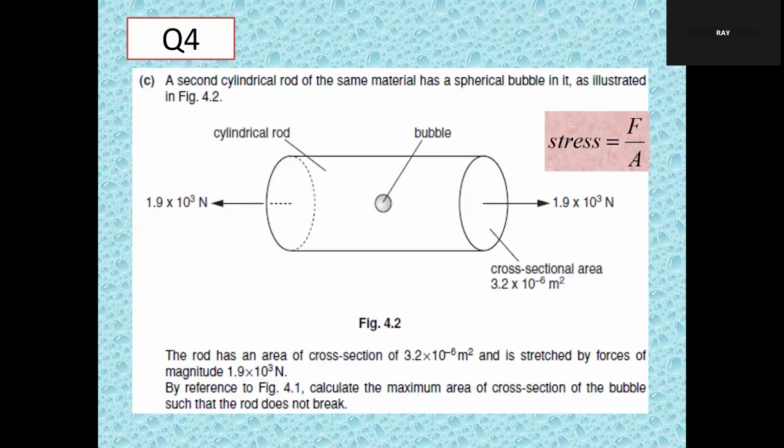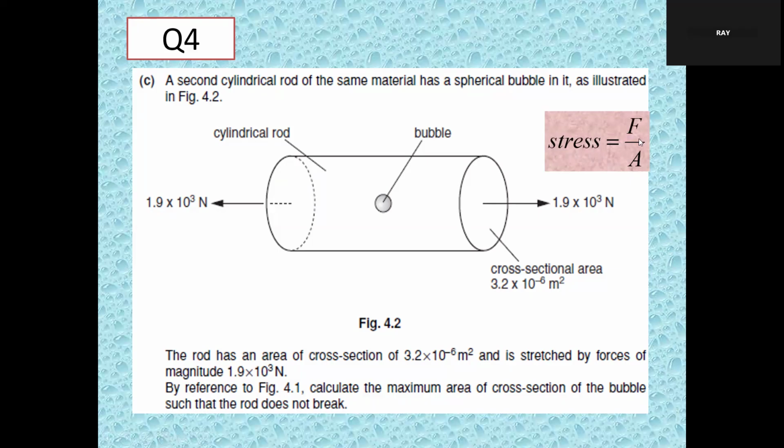A second rod of the same material has a spherical bubble in it, illustrated in figure 4.2. The rod has a cross-sectional area of 3.2 times 10 to the power minus 6 meters squared and is stretched by forces of magnitude 1.9 times 10 to the power 3 newtons. By reference to figure 4.1, calculate the maximum area of cross-section of the bubble such that the rod does not break.